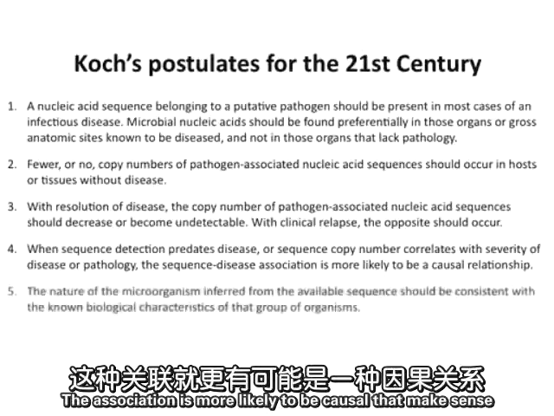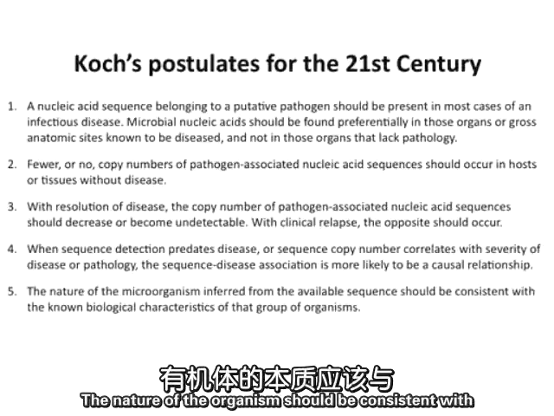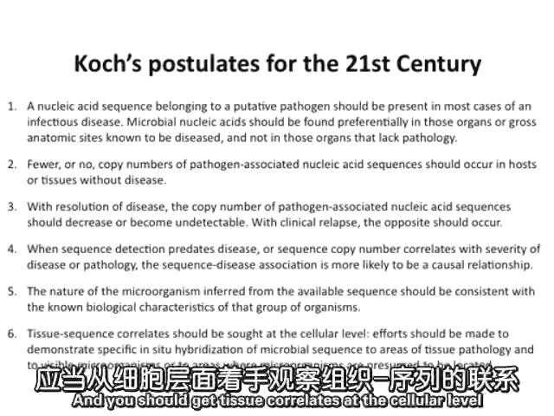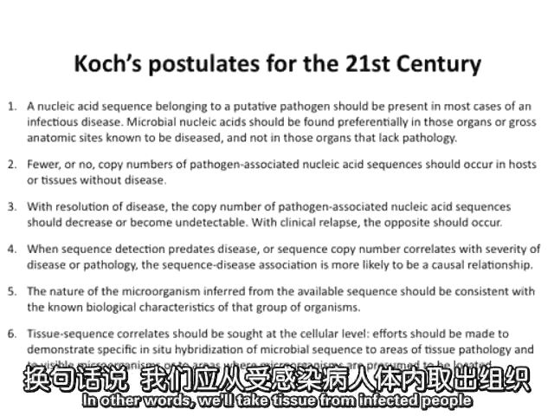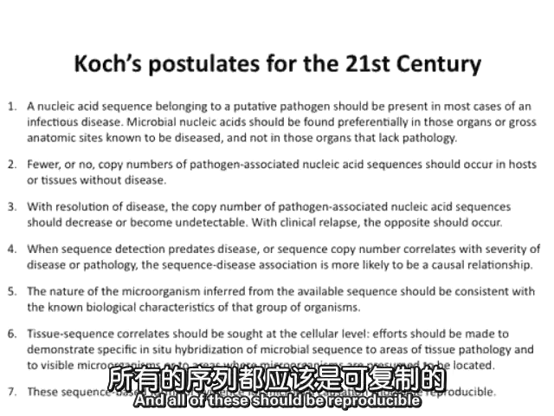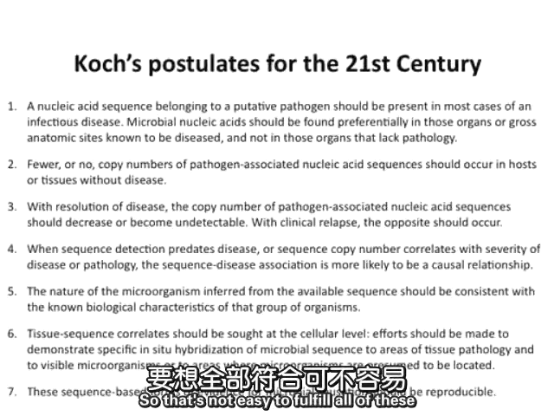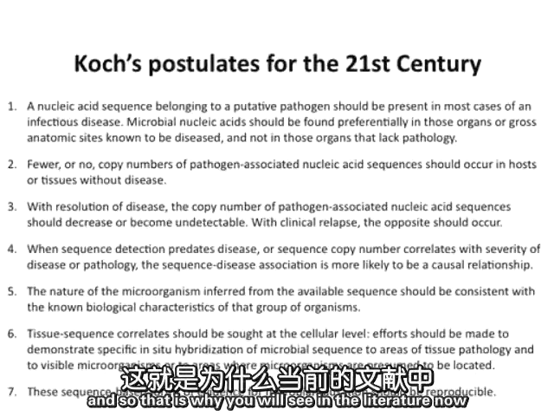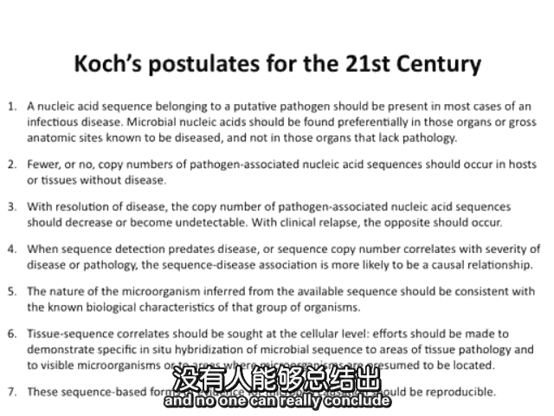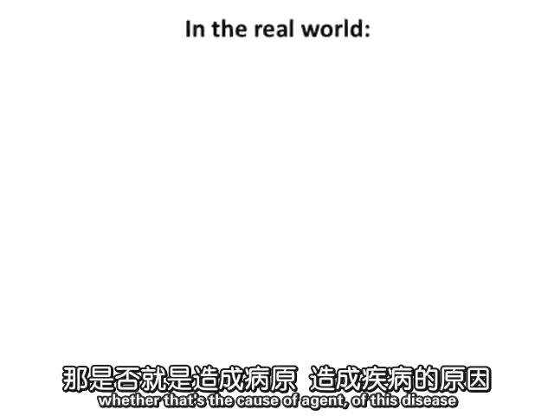That makes sense. The nature of the organism should be consistent with the biological characteristic of the group, and you should get tissue correlates at the cellular level. In other words, take tissues from infected people and show that there are sequences in the diseased tissue. And all of this should be reproducible. So that's not easy to fulfill all of these. And so that is why you will see in the literature now, XMRV, for example, there have only been a few studies done, and no one can really conclude whether that's the causative agent of this disease.